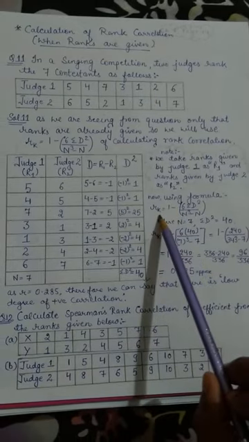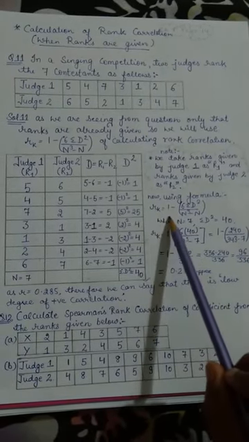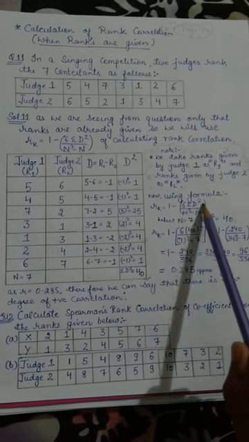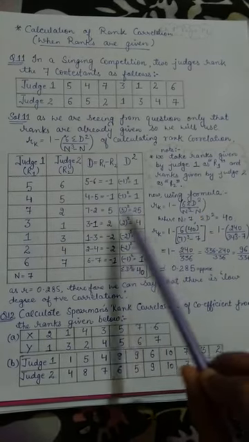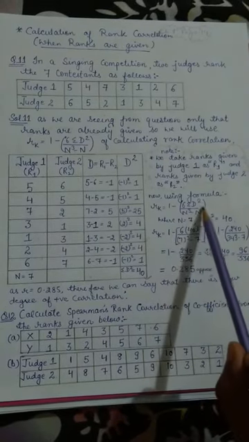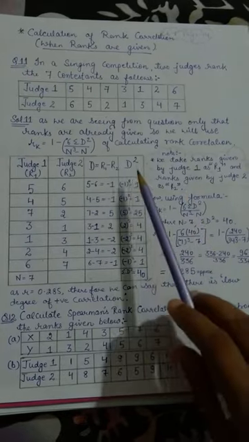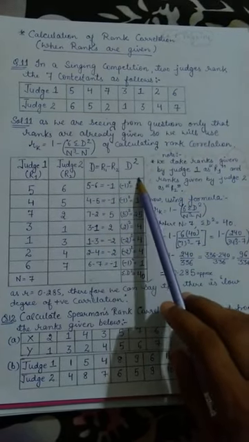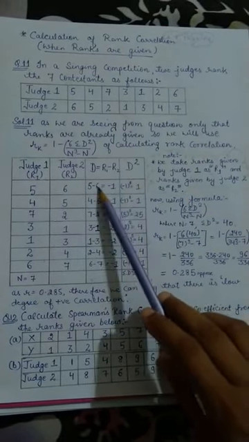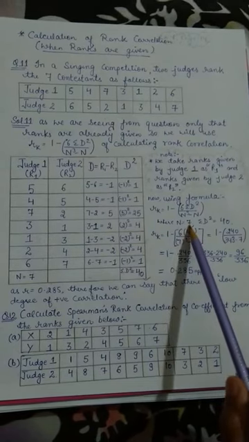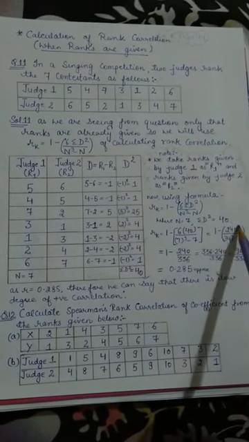Now, students, you will be using the formula, and in this formula Rk is equal to 1 minus 6 sigma d whole square upon n cube minus n. As per the requirement of the formula, we have already calculated all the values. We need n and we need d square. We have calculated d first, and we have n also. So our n is 7 here and sigma d square is 40.